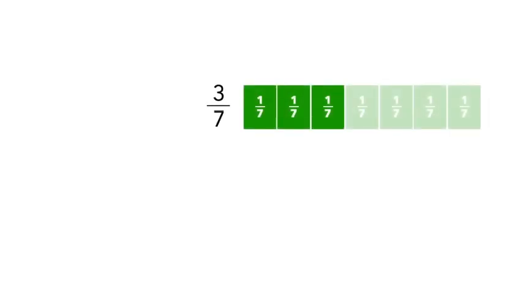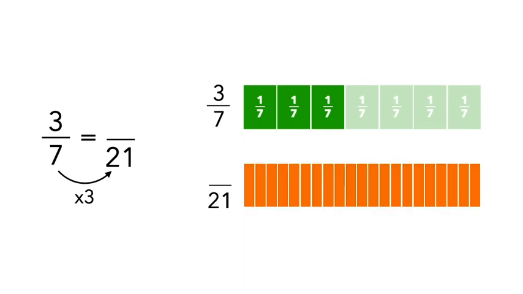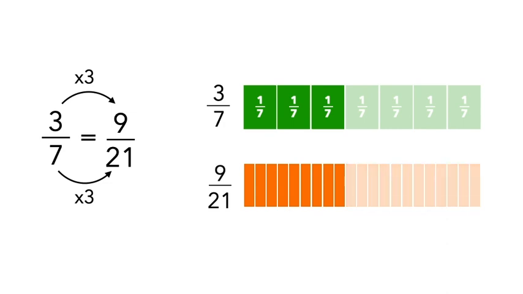Now let's try 3/7. In order to move to our denominator, we need to do 7 times 3. And as we need to do the same to the top as we do to the bottom, in order to make the fractions equivalent, we have to do 3 times 3 on the numerator side, which gives us 9 over 21.